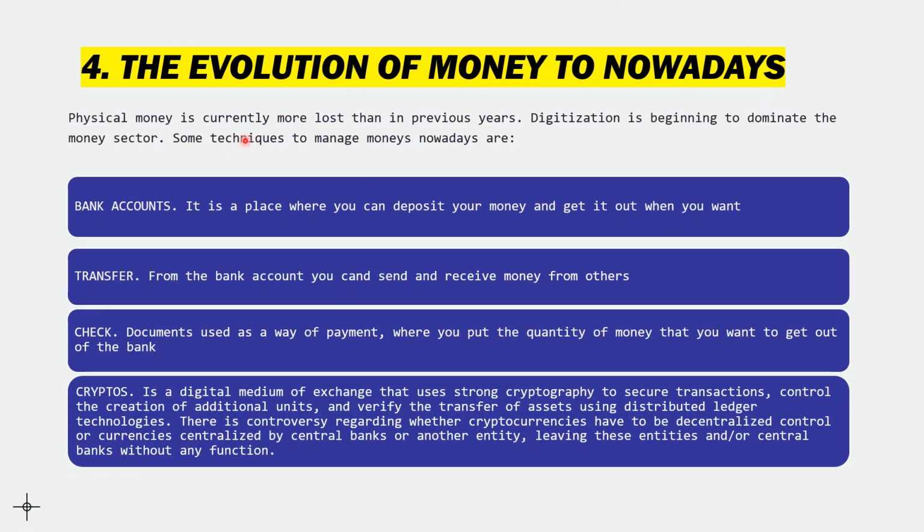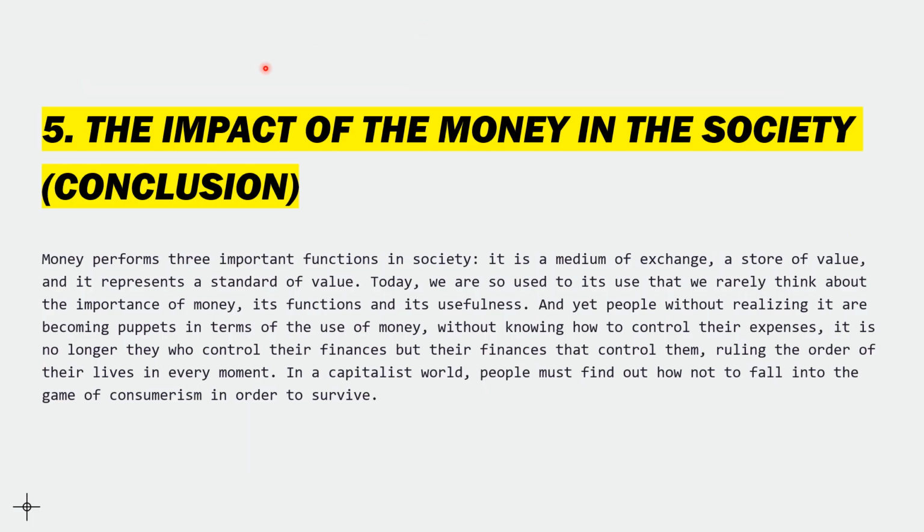Evolution of the money to nowadays. Physical money is currently more lost than in previous years. Digitalization is beginning to dominate the money sector, so some techniques to manage money nowadays are bank accounts. It is a place where you can deposit your money and get it out when you want. Transfer from the bank account, you can send and receive money from others. The check, that is not digital, but is a new way. Documents used as a way of payment where you put the quantity of money that you want to get out of the bank.